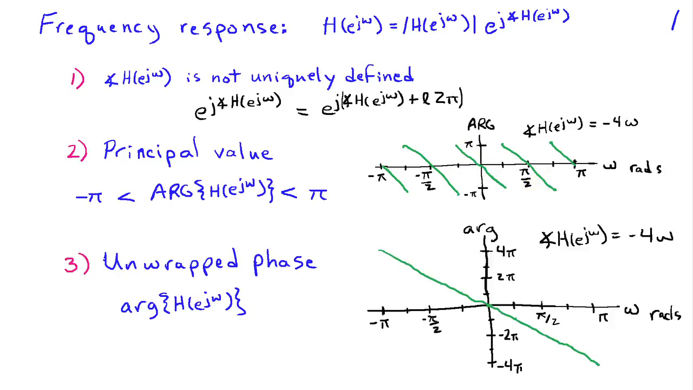And we can also define the unwrapped phase, which we're going to denote by lowercase letters arg, H of e to the j omega. And in this case, this would be just the phase going from 4 pi at omega equals minus pi to minus 4 pi at omega equals plus pi. In this case, we've got the phase as a continuous function. These jumps of 2 pi that we had here have been removed. So to unwrap the phase, we remove any jumps of 2 pi.